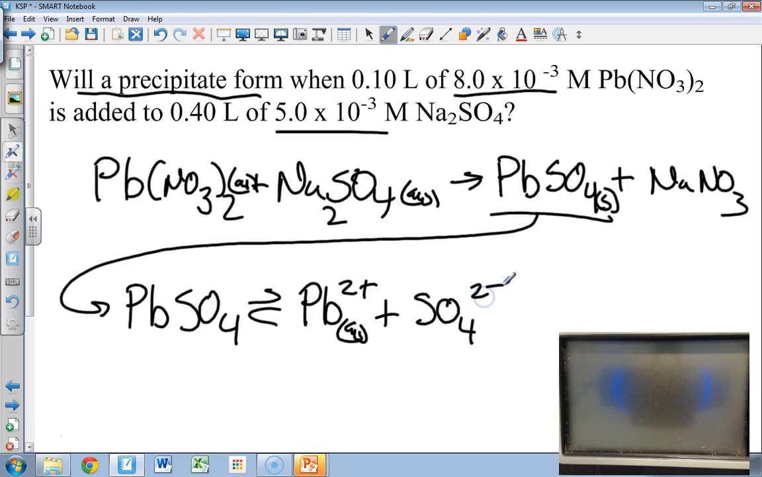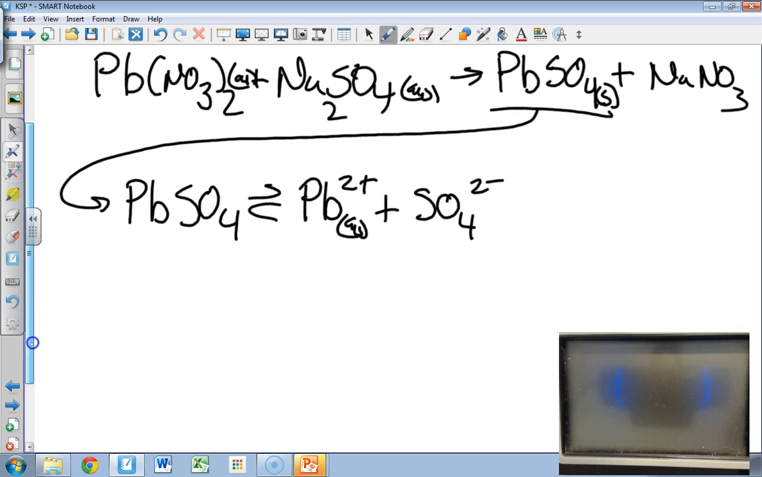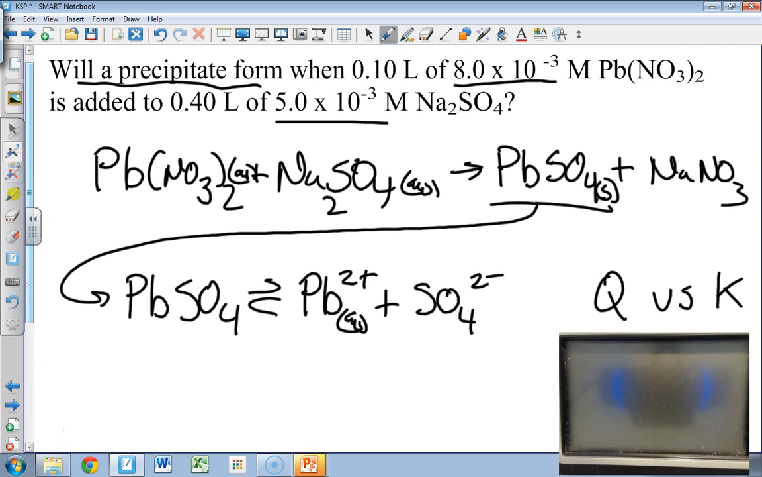Okay. Now, this in its simplest form is just a Q versus K problem. That's really what it is. So what we want to do is calculate how much sulfate there is initially, and how much lead there is initially, and then we're going to go from there. The problem with that is that we have to do some math to get to that point.